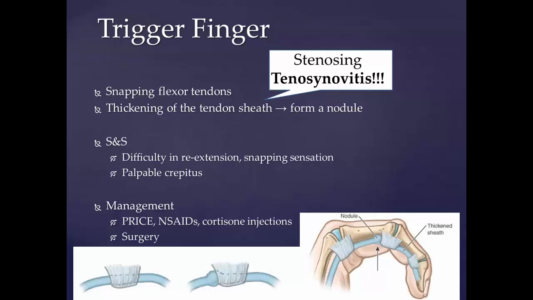The label of trigger finger is used because when the finger unlocks, it pops suddenly as if releasing a trigger on a gun. Injection of the tendon sheath with a corticosteroid is effective over weeks to months in more than half of the patients. When corticosteroid injections fail, the problem is resolved by a simple surgical procedure. The surgeon will cut the sheath that is restricting the tendon.